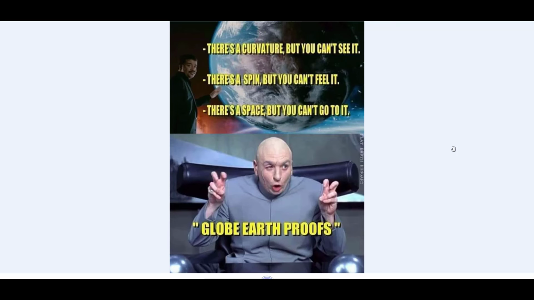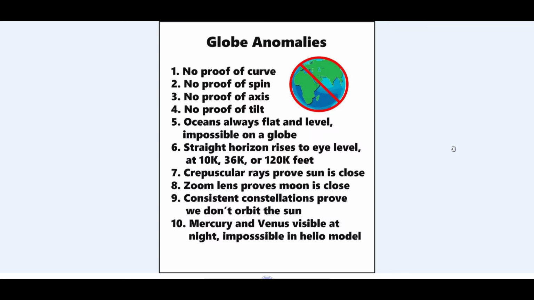There's a curvature, but you can't see it. There's a spin, but you can't feel it. There's a space, but you can't go to it. Globe Earth proofs. Globe anomalies. No proof of curve. No proof of spin. No proof of axis. No proof of tilt. Oceans always flat and level, impossible on a globe.